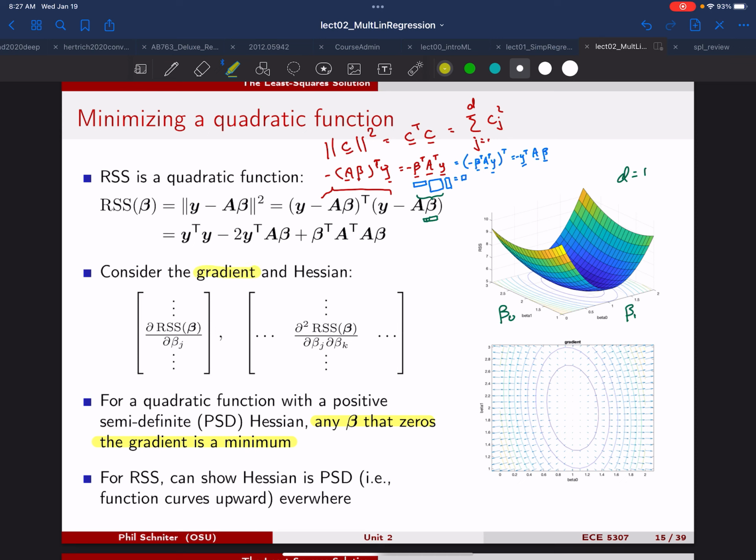Here's the gradient vector. Let's compute the gradient vector, set it to 0, and solve for the betas. Any questions before we move on? Okay.